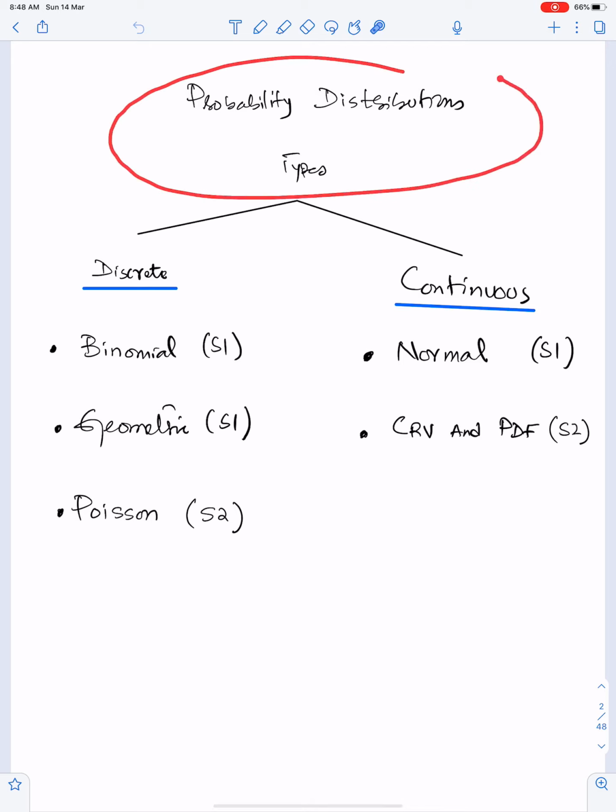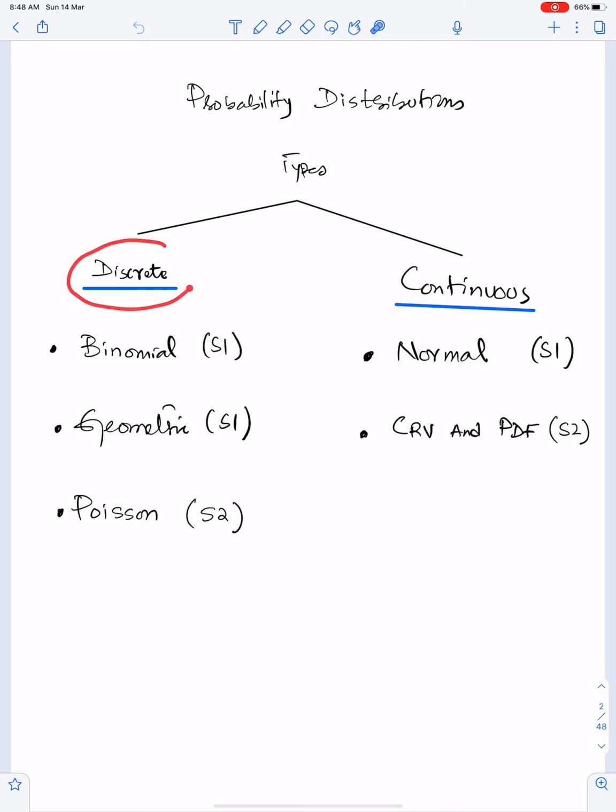Distributions are of two types, discrete and continuous. In discrete, we have three types of distribution in our S1 and S2 syllabus. Number one, binomial, geometric, and the last one is Poisson. You'll do Poisson in S2. You already have done binomial and geometric in S1.